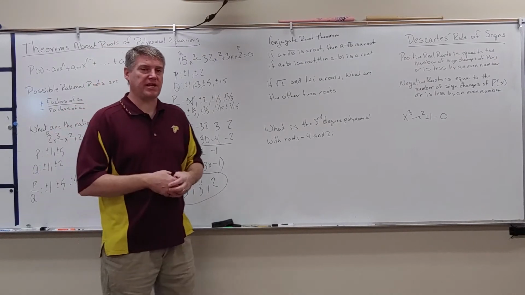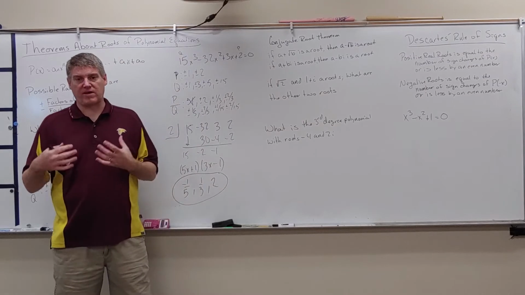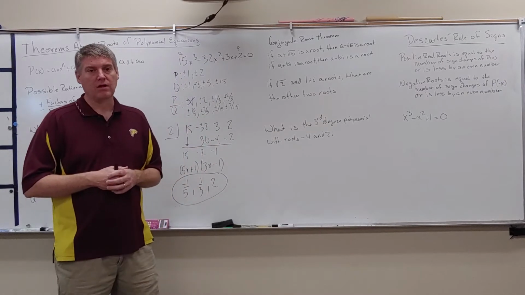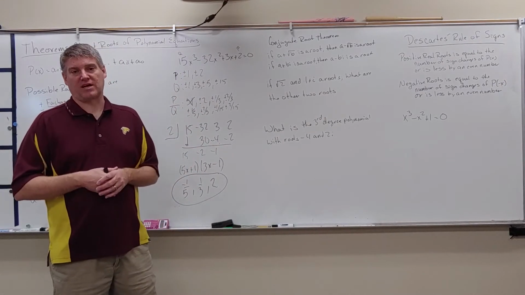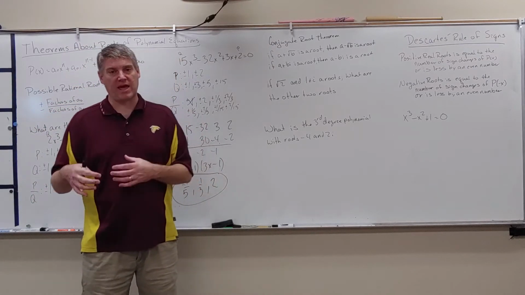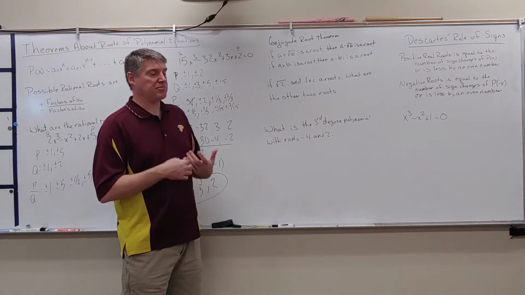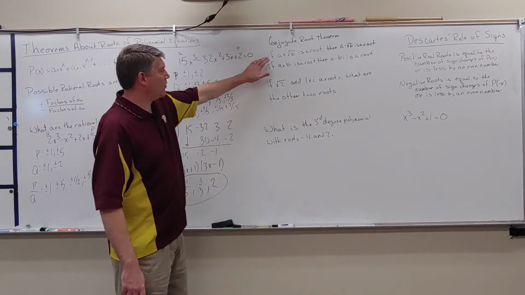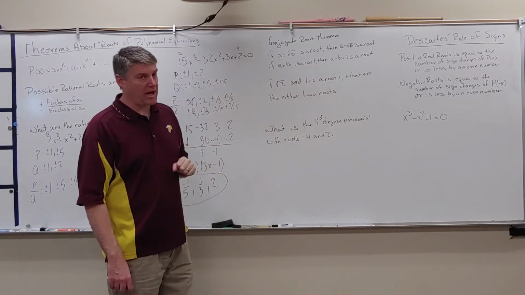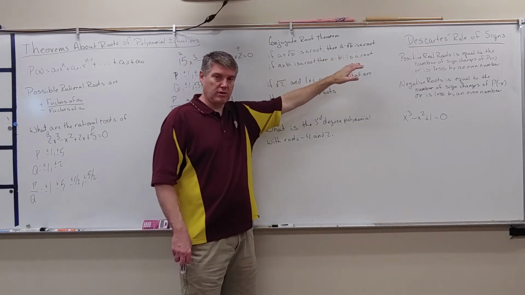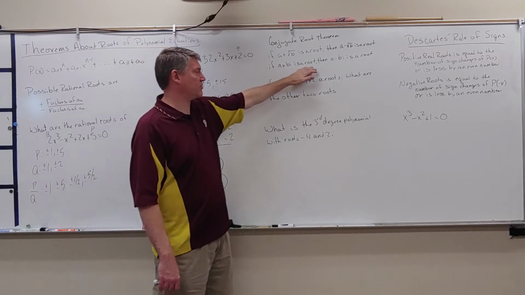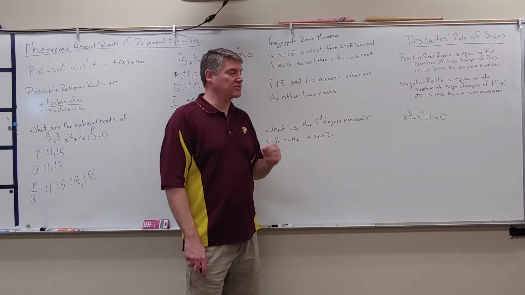So if you remember what a conjugate is, if I have a radical, it doesn't matter if it's a radical of a positive number or a negative number, it's just a radical. Conjugates are the opposite signs of that radical. So a plus the square root of b, the conjugate would be a minus the square root of b. And a plus bi and a minus bi. So if a plus the square root of b is a root, then a minus the square root of b is also a root. Okay, so square roots always come in conjugate pairs. If a plus bi is a root, then a minus bi is also a root.